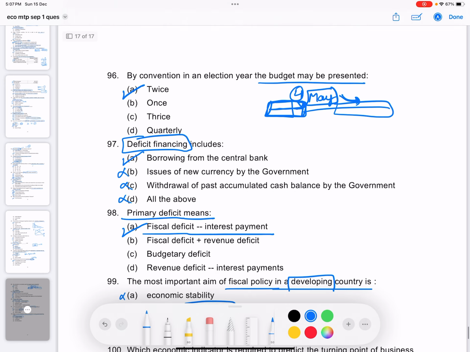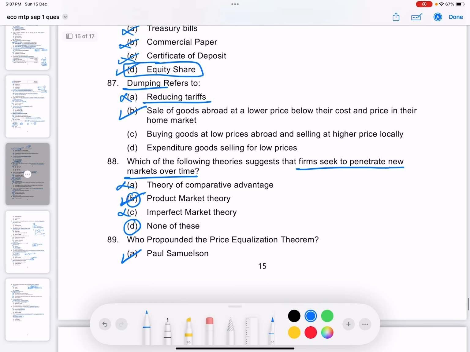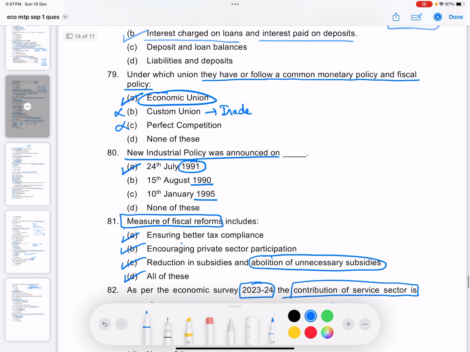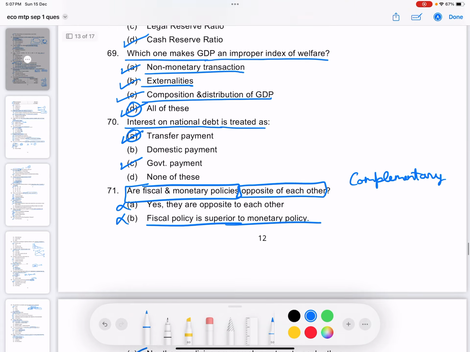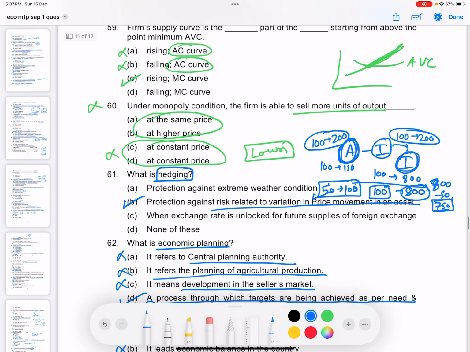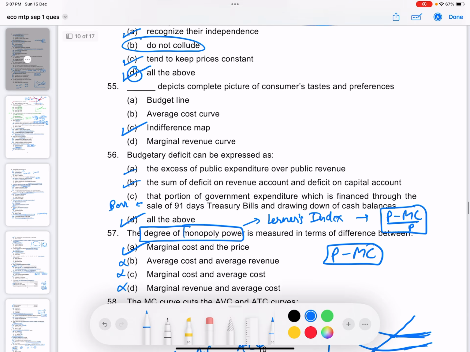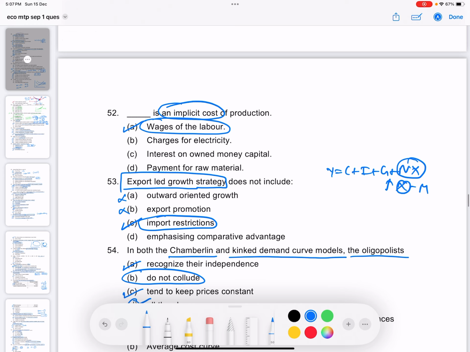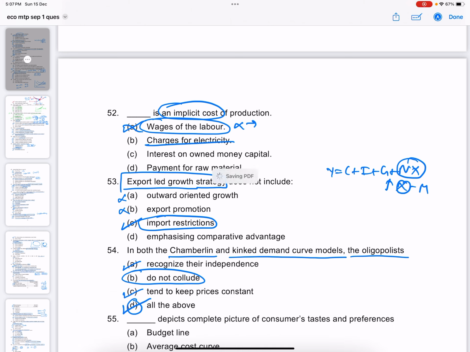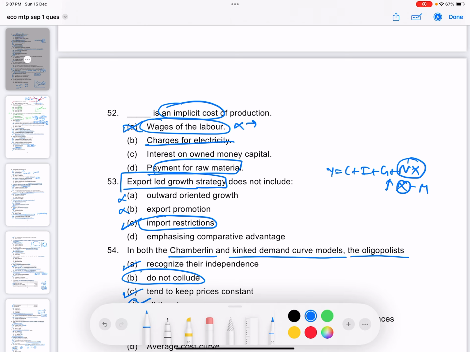Okay, and there was a question related to cost as well. I'll just see where it is. It was related to some implicit cost or something. Chamberlain export. Okay, which of the following is an example of implicit cost? So wages of the labor are explicit, charges for electricity are explicit, payment for raw material are also explicit, interest on own money capital is implicit cost. Okay, so do make this change, that for 52 the answer is C.